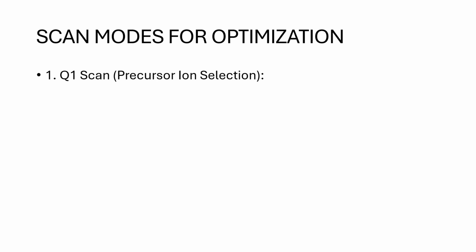Now let's learn about scan modes for optimization. First one is Q1 scan, that is precursor ion selection. This scan mode enables selection of mass to charge range to confirm the presence of desired precursor ions. So here we establish the exact mass to charge of all precursors and determine the optimal DP and exit potential.